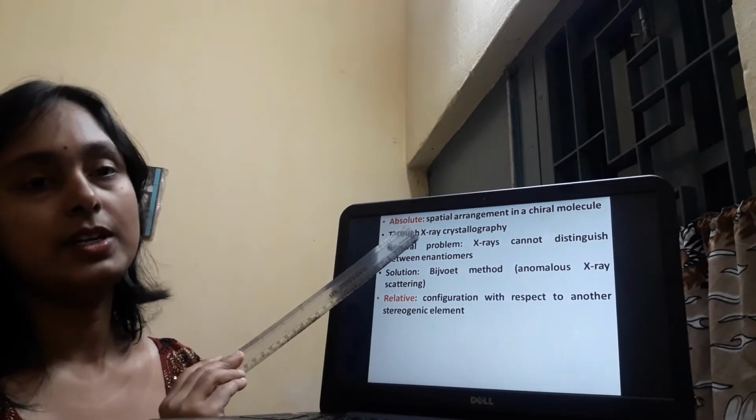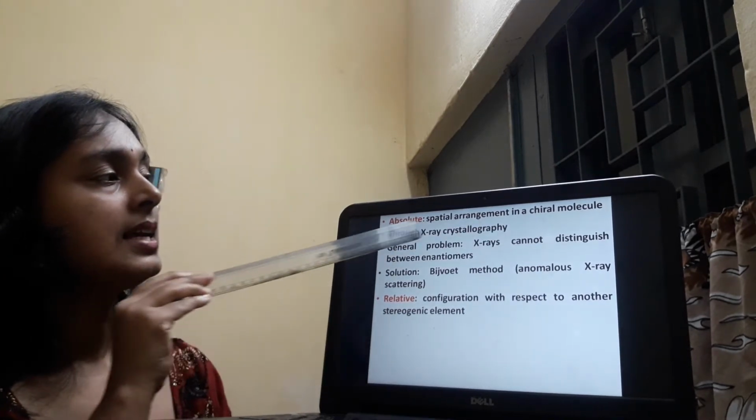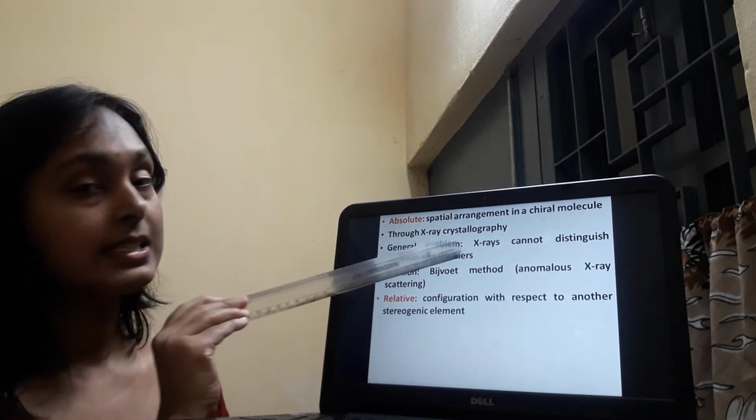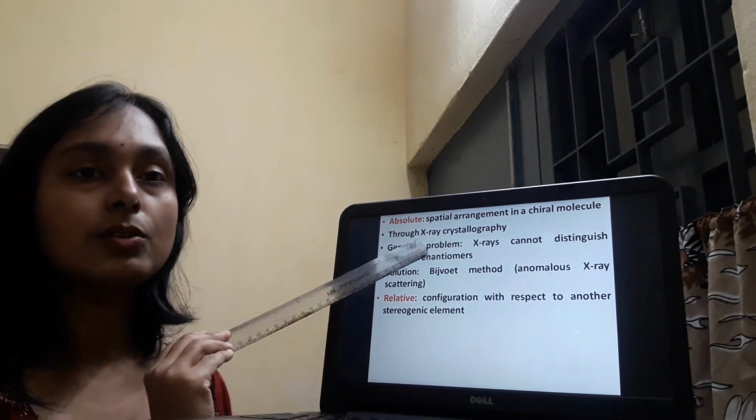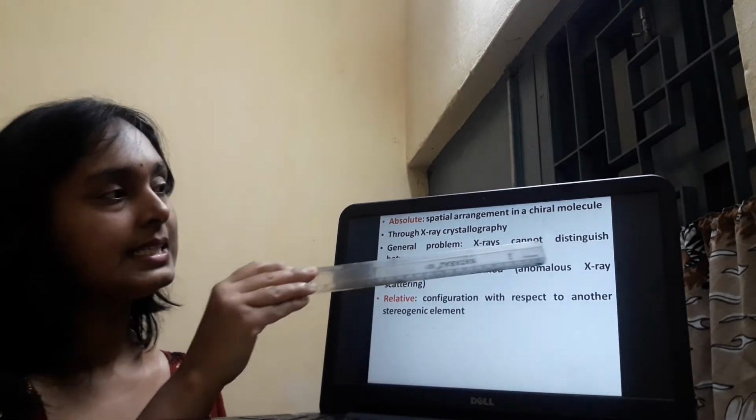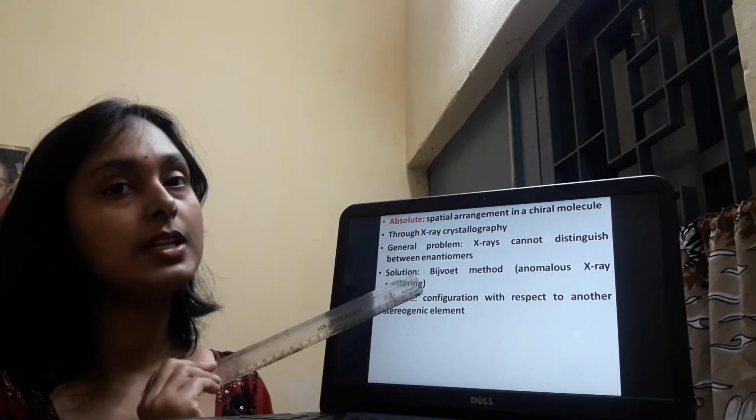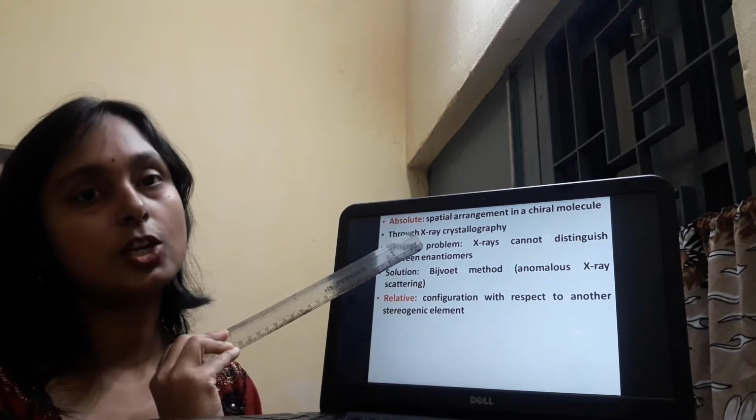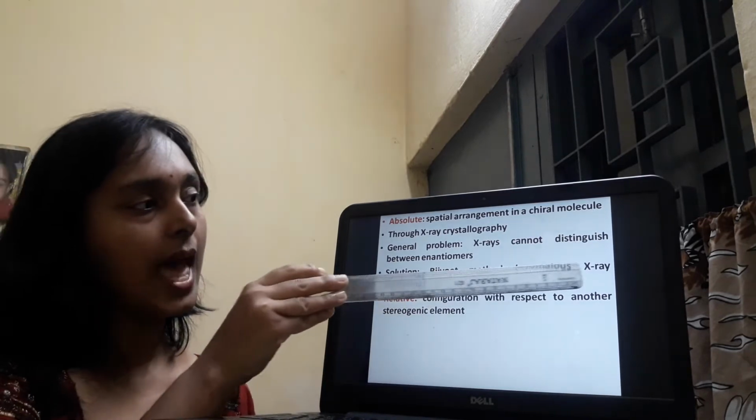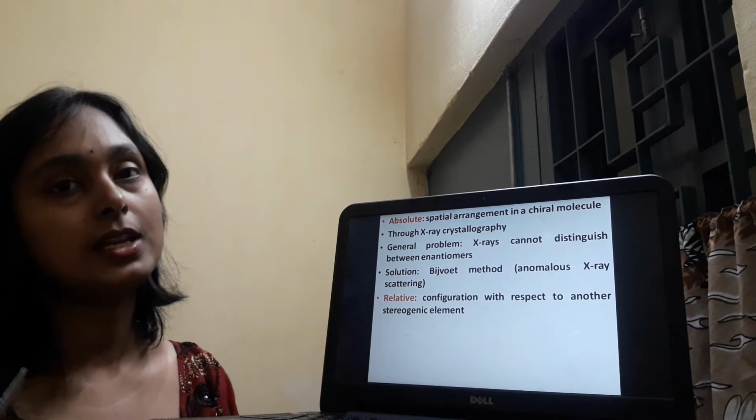Now, absolute configuration is a spatial arrangement in a chiral molecule, and we can determine it through crystallography, which is the X-ray crystallography or X-ray diffraction method. The general problem was that X-rays cannot distinguish between enantiomers, so we could not differentiate the enantiomers by the X-ray diffraction method. The new solution was by the Bijvoet method, which used anomalous X-ray scattering. In that way, we determine the configuration of the enantiomers.